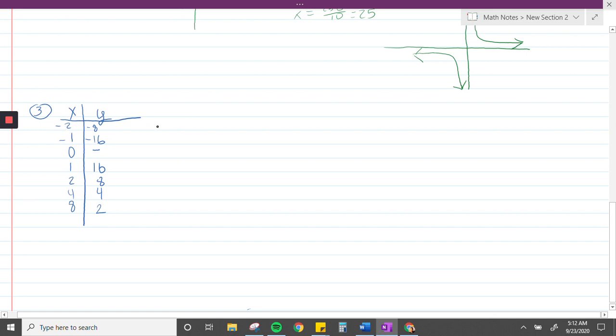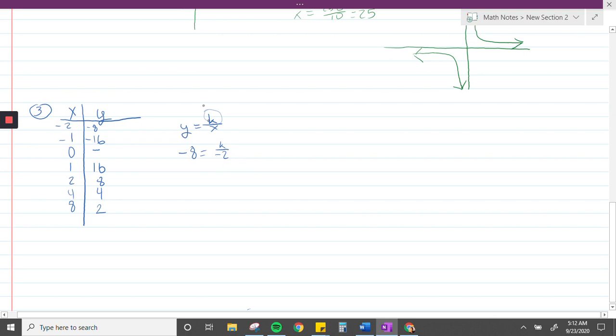We know that it's an inverse variation equation. It's given in the problem. So we know that inverse variation has this format, y equals k over x. We just don't know what k is in this case. So to figure that out, I can take a couple of numbers from this table. Let's substitute the -2 for x and the -8 for y: -8 equals k over -2, and we can use this to figure out k.